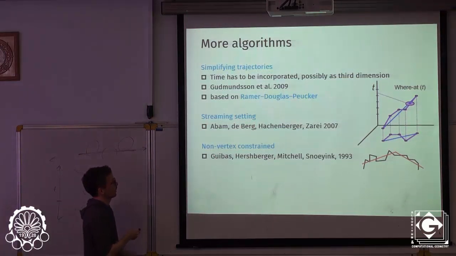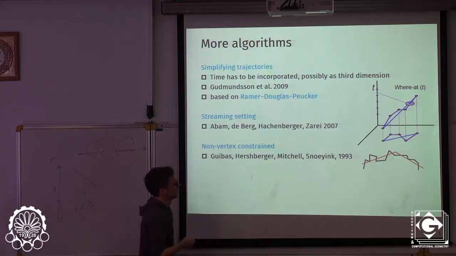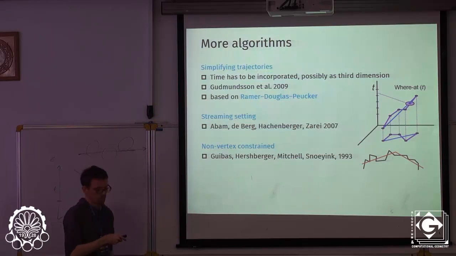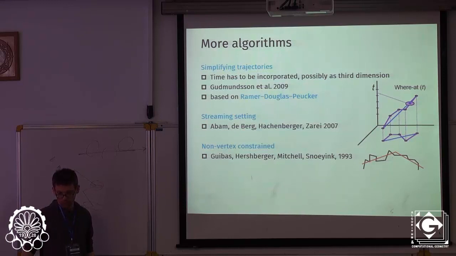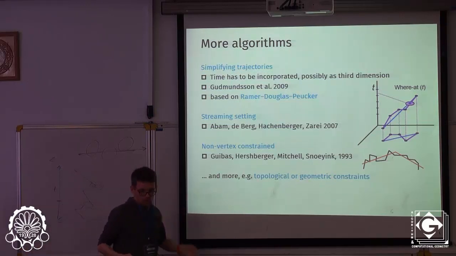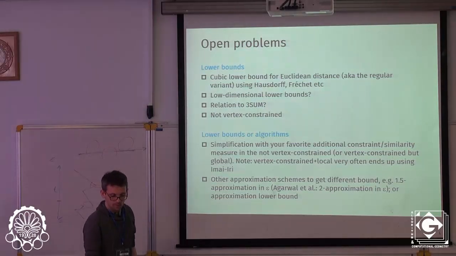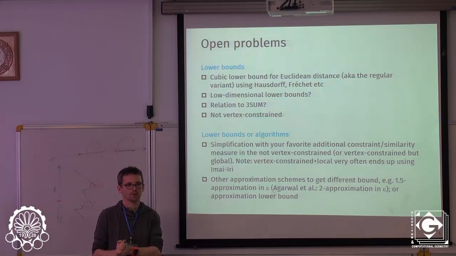Non-vertex constraint simplification. There's kind of this seminal paper where they solve lots of problems, and essentially most of the problems you could ask for non-vertex constraint simplification. You could also look at other topological constraints, so there are still a lot of questions that you can ask about simplifications. Here are some lists that I made, but maybe I can talk about some of these later in the open problem session. Good, that is all. Thank you.